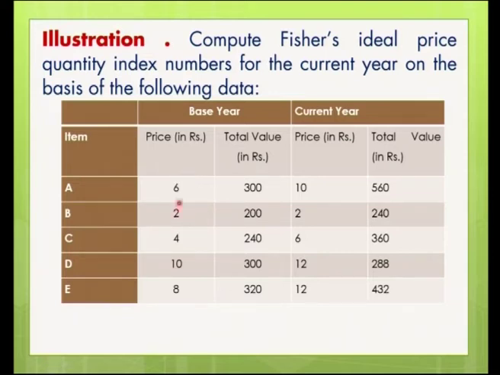So, here the price values for the 5 items are given and the total values given. Total value is actually price into quantity. So, the quantity values, although is not given, total values and price is given. So, 300 divided by 6 will give you the quantity value for the base year. Similarly, 560 by 10 gives you the quantity value for the current year.